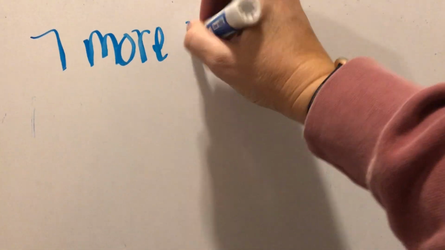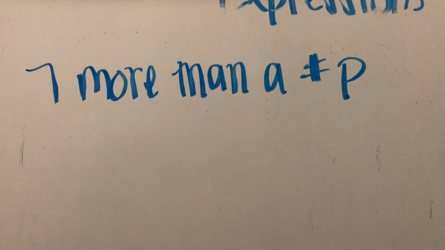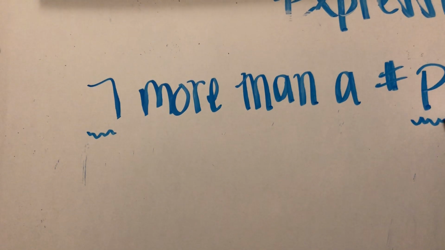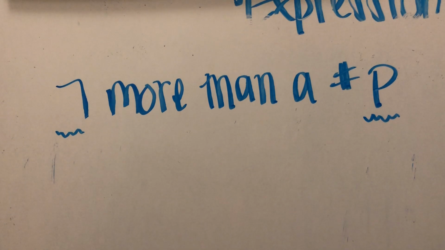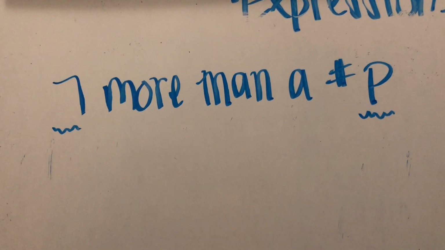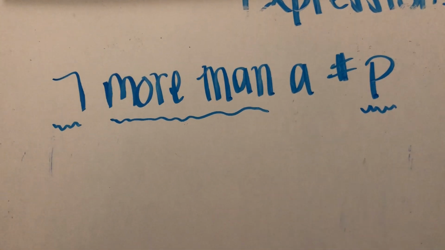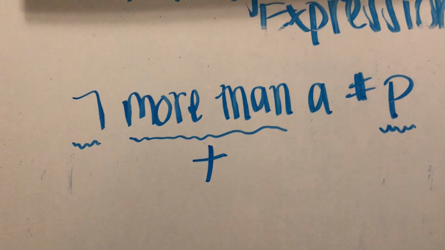So the first one that we're going to take a look at is this: 7 more than a number p. If we're looking here, we have our number, we have our variable, and the last thing that we need to figure out is what is our operation. That's where we're going to look at our words to help us figure that out. Here, our phrase is more than. Thinking back, we just talked about this one, did we? Yep, we did. More than is going to show addition.